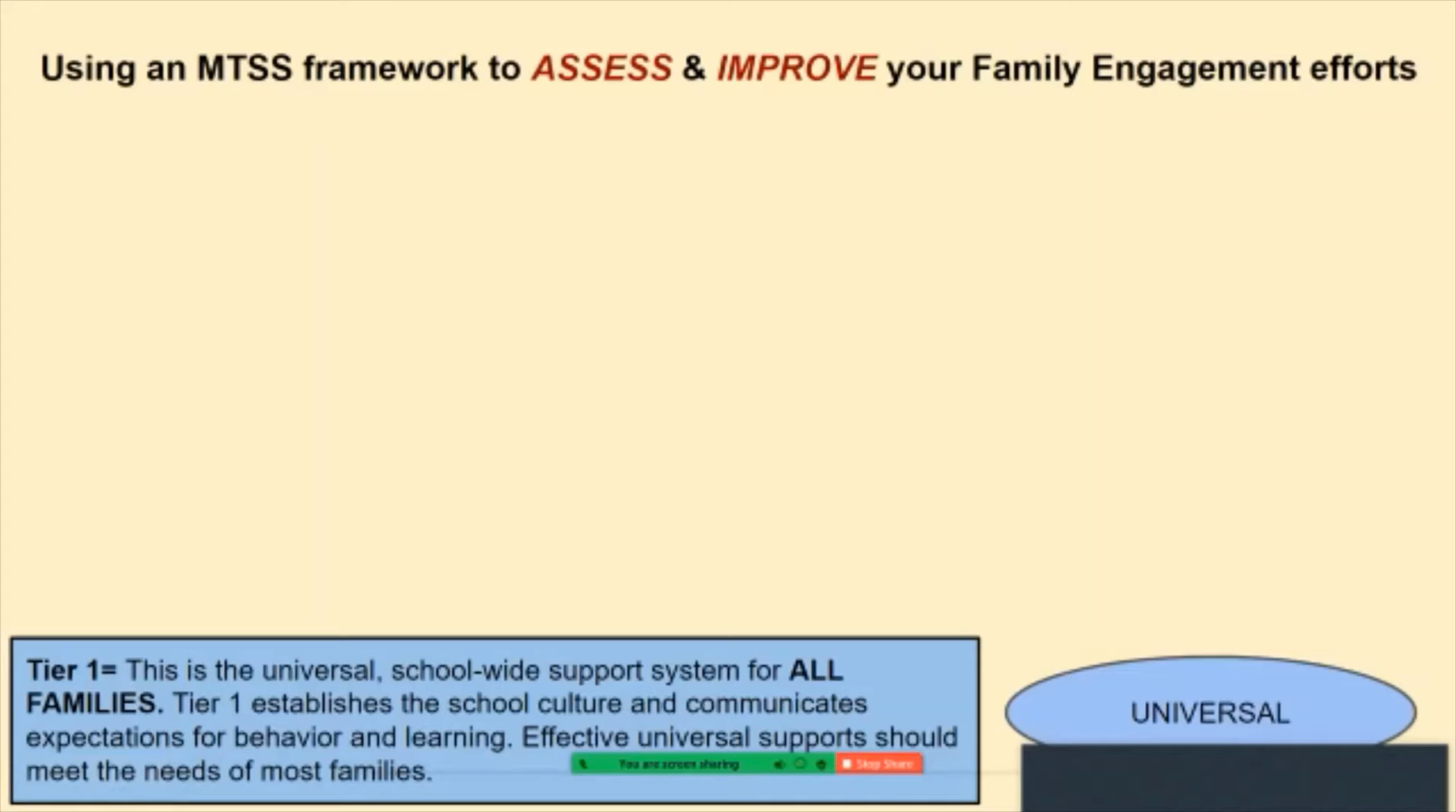So this is the universal tier, right? This is the school-wide support system for all families. So the tier one establishes the school culture. It communicates expectations for behavior and learning. And an effective universal support should meet the needs of most families. So they're provided for all families, right? But all families might not necessarily benefit from it, but most will. So when we're thinking of an example, perhaps of a family engagement practice, we might talk about, let's say, open house, right? So it's the beginning of the school year.